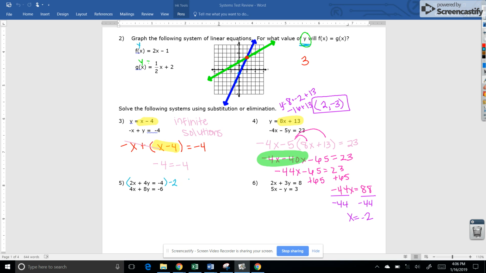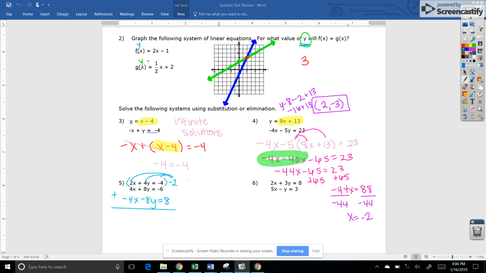Negative 2. If I distribute this negative 2 to all three terms, negative 2 times 2x is negative 4x. Negative 2 times 4y is negative 8y. And negative 2 times negative 4 is positive 8. So I'm going to add that together with my other equation. So 4x minus 4x, I knew that was going to eliminate. That's how I set this problem up.